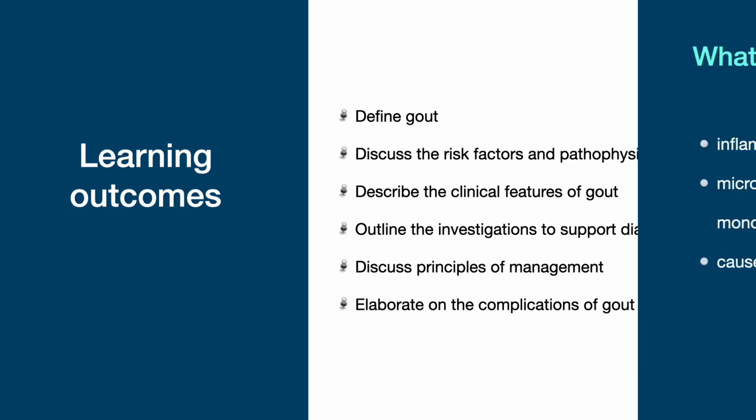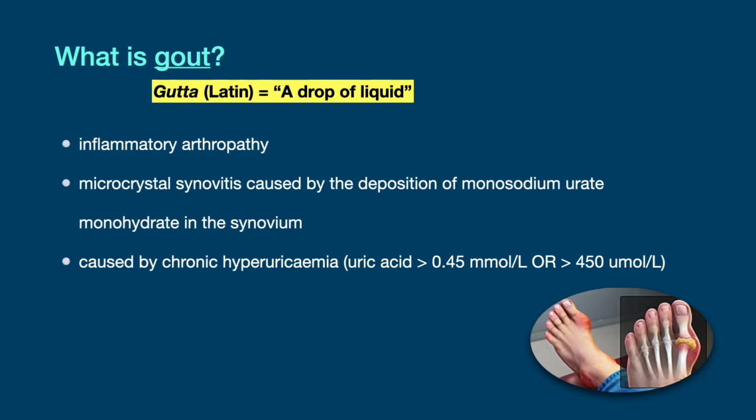Let's get started. The term gout was derived from the Latin word gutta, meaning a drop of liquid. It refers to the dropping of a morbid material from the blood in and around the joints. Gout is the most prevalent form of inflammatory arthropathy. It is a form of microcrystal synovitis caused by the deposition of monosodium urate monohydrate in the synovium, and this is caused by hyperuricemia.